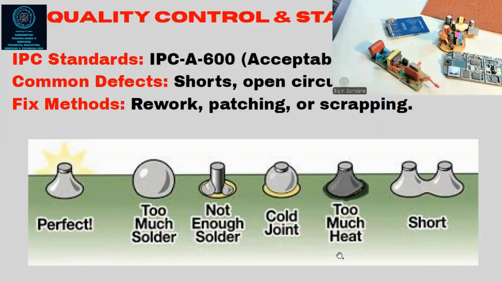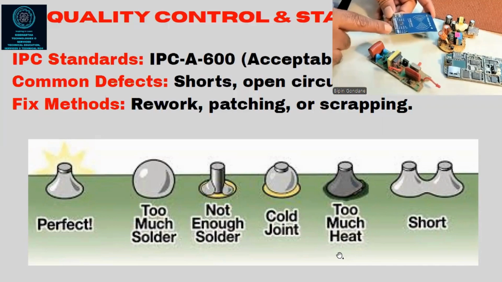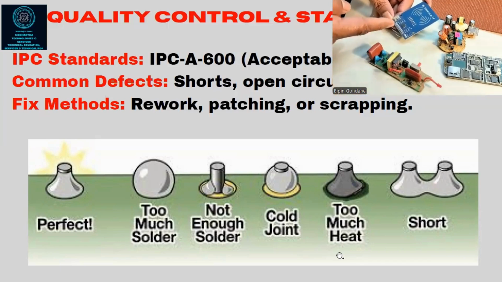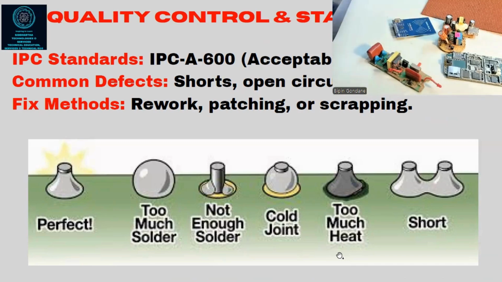Then you have to find the common defects, like if you have soldered it. What is perfect soldering, too much solder, not enough solder, cold joints, thermal joints, short circuits, everything you can check physically. Fixing methods: rework, patching, or scrapping. Again, people will be sitting and checking physically, and if there is a short circuit, with the help of a soldering iron, they will just remove the short circuit. Okay, so that is the process. That is quality control and standards.